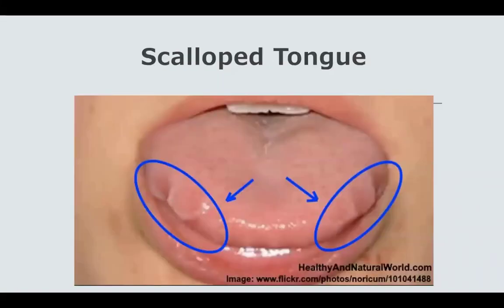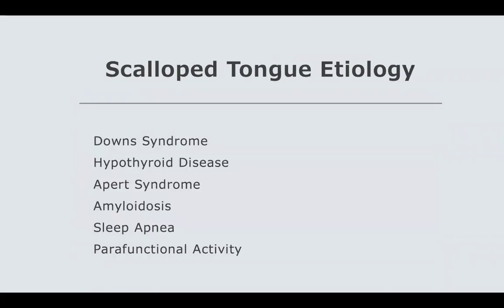How about a scalloped tongue? We see this all the time. What do you tell your patients? Mrs. Jones, you have a scalloped tongue. Oh my God, what is it? What is the etiology of a scalloped tongue? Well, it can be Down syndrome in children. They have an extra large tongue. Hypothyroid disease. I'm seeing more and more women with hypothyroid disease, and I don't know, maybe we're more sensitive to it than before, but I'm seeing this more and more.